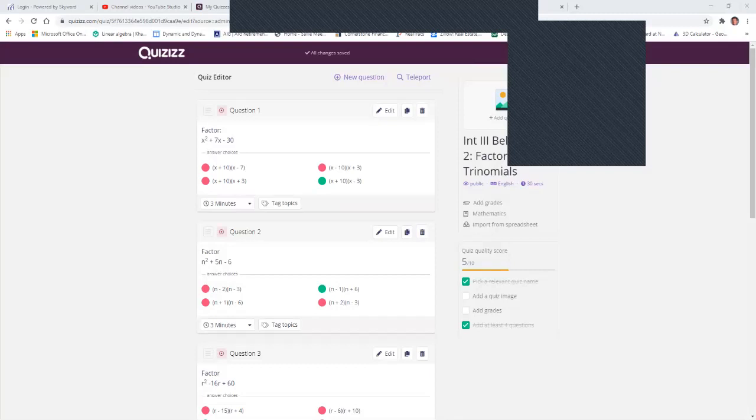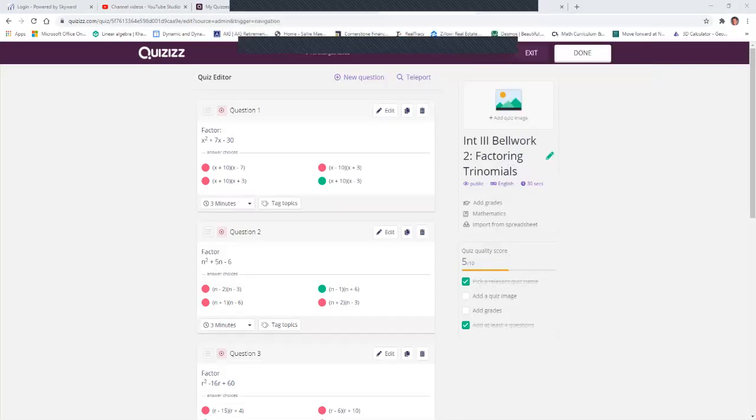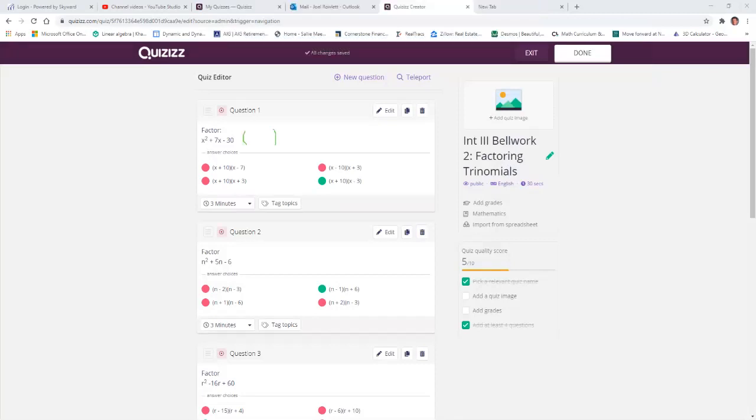Okay, so let's go over the answers to bell work number 2, factoring trinomials. And if you look at problem number 1, luckily the leading coefficient on the first few problems is 1. So that makes it a little more convenient for factoring. So let's go ahead and put our parentheses out here.